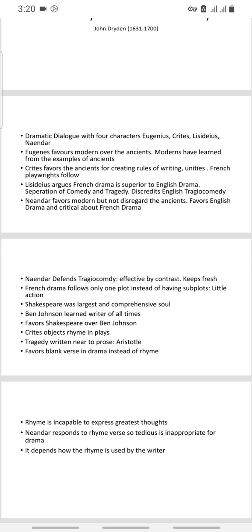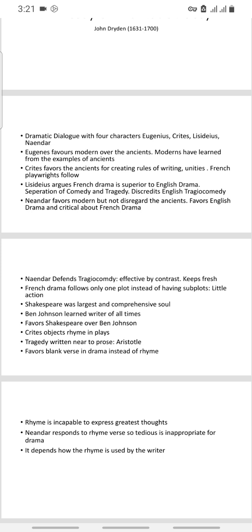And then Neander responds to the rhyme verse. Neander says that it is inappropriate for drama. Rhyme scheme is not good for drama. It should be written in blank verse. And the second thing that Neander says is that sometimes rhyme scheme appeals to the audience and the reader, and mostly it does not appeal to the audience when they are watching or reading drama.